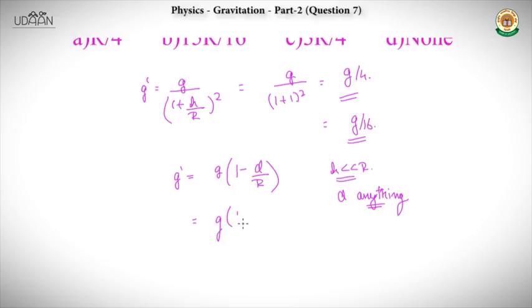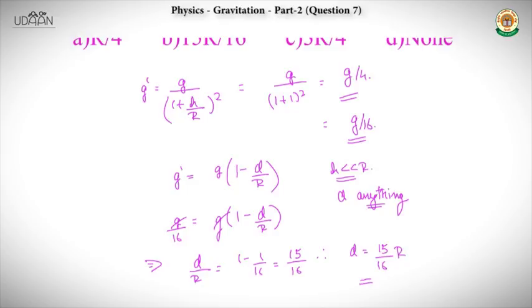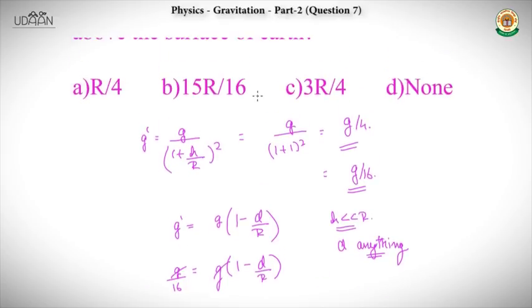So g' = g/16 = g(1 - d/R). This thing will get cancelled off from here. So d/R comes out to be 1 minus 1/16, which is 15/16. Therefore d is equal to 15R/16. So this is the correct option, which is option number B. Okay, let's move on to the next question, guys.